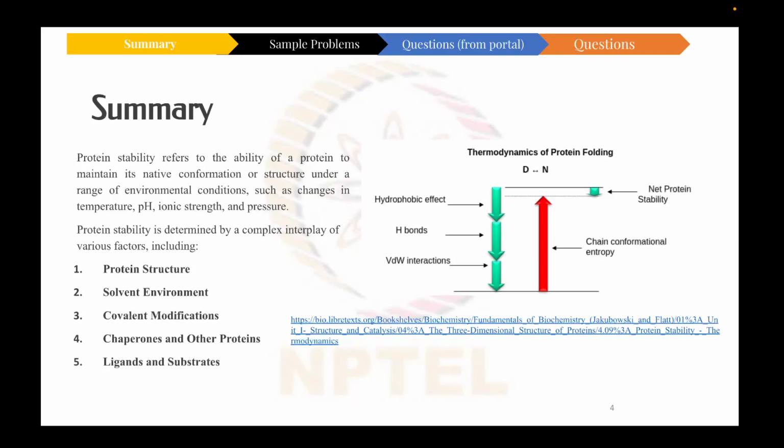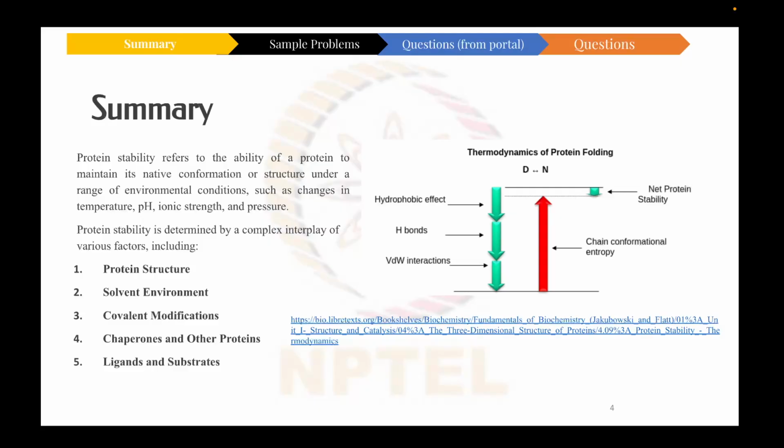Despite this entropy loss, the favorable contributions from the non-covalent interactions outweigh the entropic cost, resulting in a small negative delta G favoring protein folding. So understanding this interplay between these factors is essential for elucidating the thermodynamics of protein folding and stability.